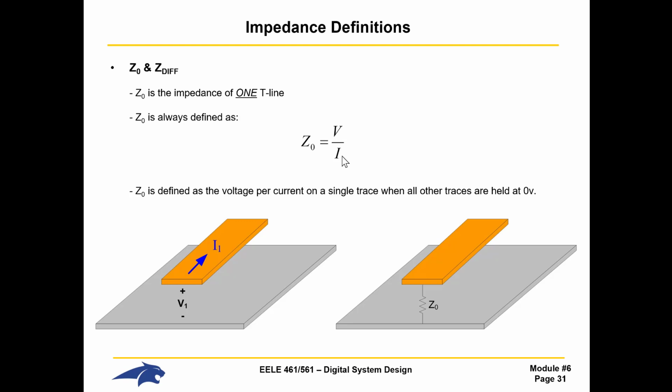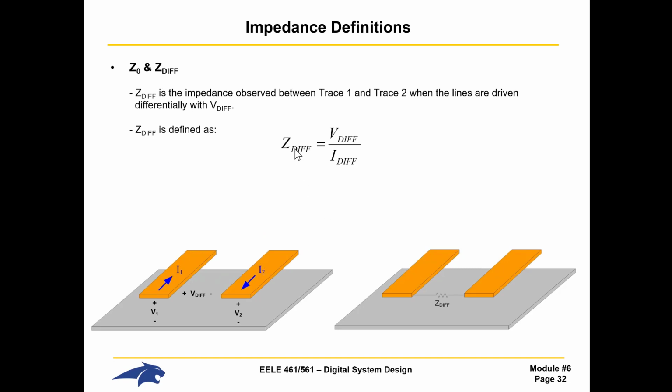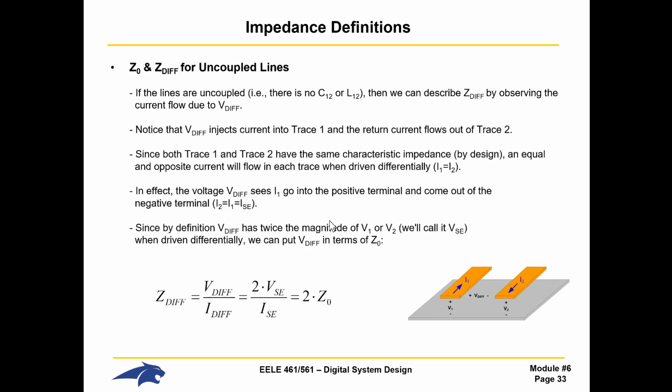Impedance is always V over I. No matter what anybody tells you, that's law. But Z naught is defined as the V over I of a single line, where everything else is held at 0. When you think about the differential impedance, it's still V over I, except it's V diff over I diff. And remember, V diff is P minus N, so it's the voltage between the two nodes. But I diff is the current that flows into P and out of N. Well, guess what? If they're opposite voltage polarities, you have the same current going into P as you do coming out of N. And so actually the I diff stays the same.